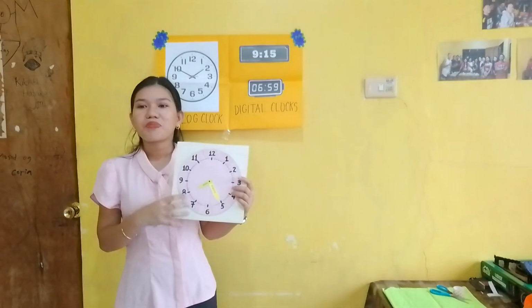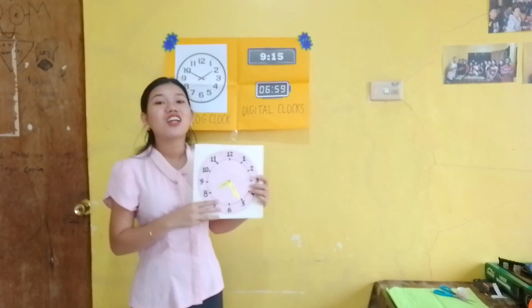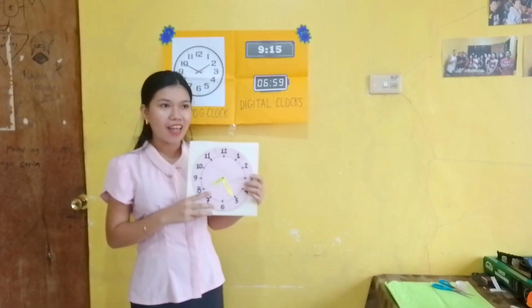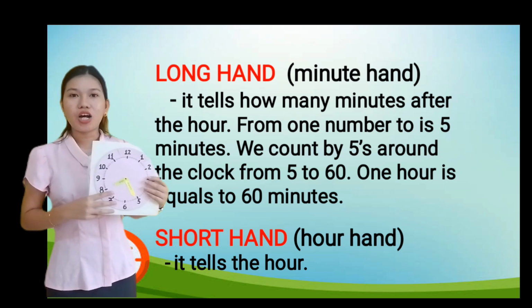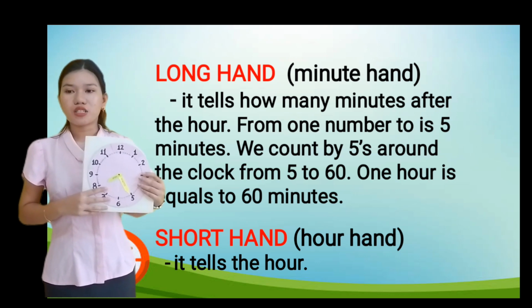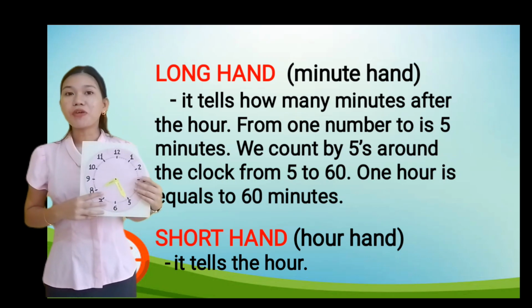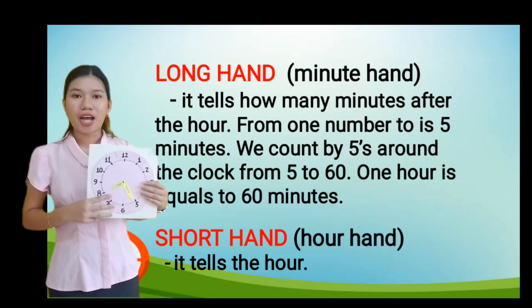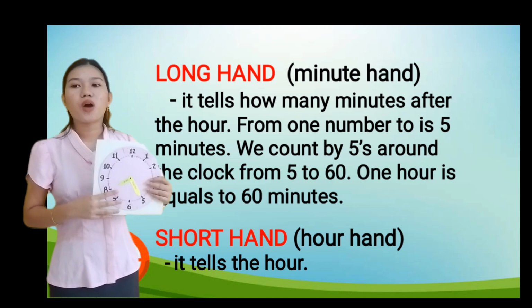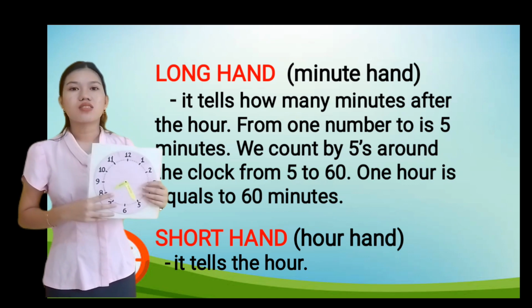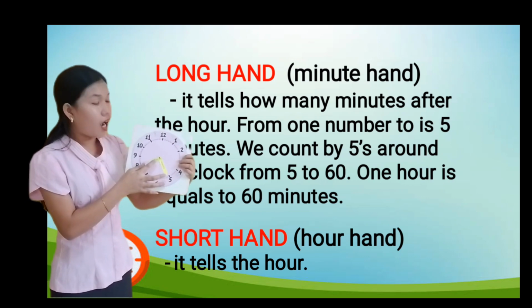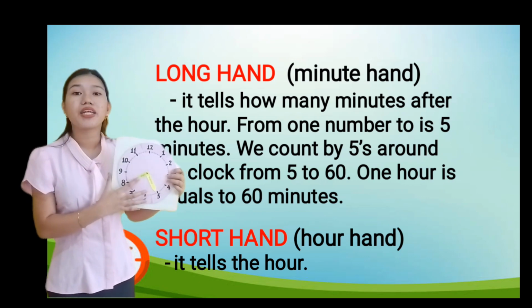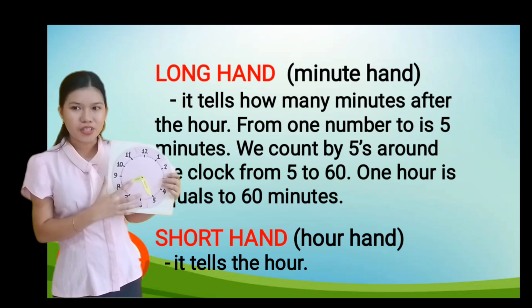So first, let's identify the long hand or the minute hand. The long hand tells how many minutes after the hour. From 1 to 2 is 5 minutes. We count by 5 around the clock from 5 to 60. And 1 hour is equal to 60 minutes. The short hand or the hour hand tells mainly the hour.